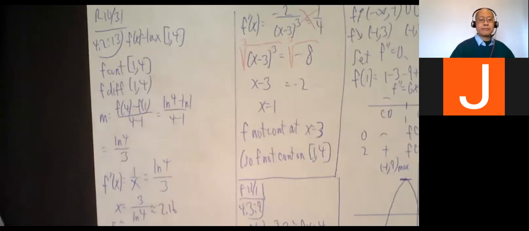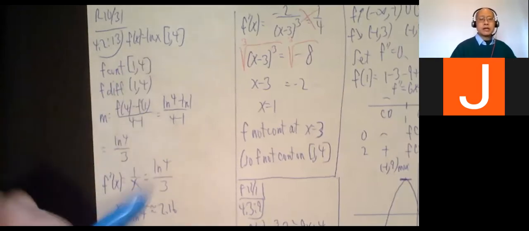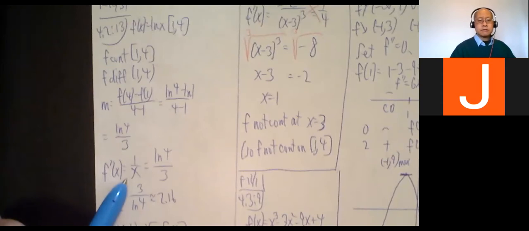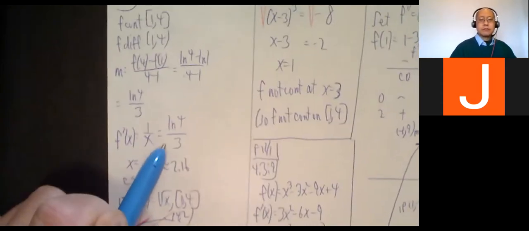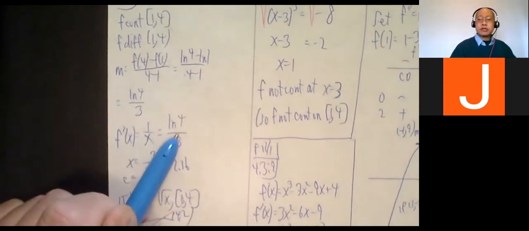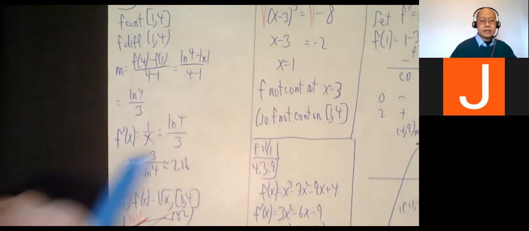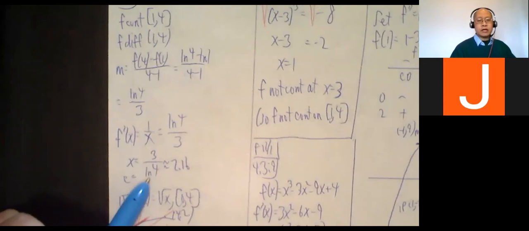Okay, so where does that happen? So I take the derivative. Derivative of ln x, 1 over x. Set it equal to natural log 4 over 3. Okay, flip both sides. If two things are equal, their reciprocals are equal. Does that make sense? So flip that, x, flip that, 3 over natural log of 4. Okay, so that's the C value. C is 3 over ln 4.